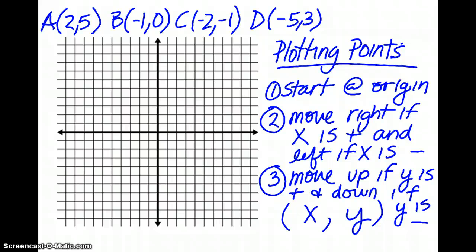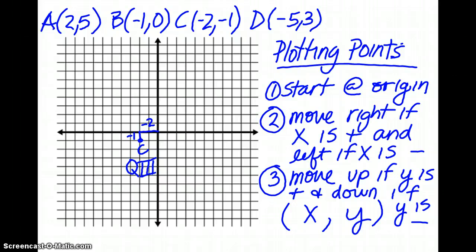Okay. So point C, starting with the origin, negative 2 tells me I'm moving left 2, and then the negative 1 tells me I'm moving down 1, ending at this point here. So this was negative 2, negative 1, brings me to point C, which is in quadrant 3.